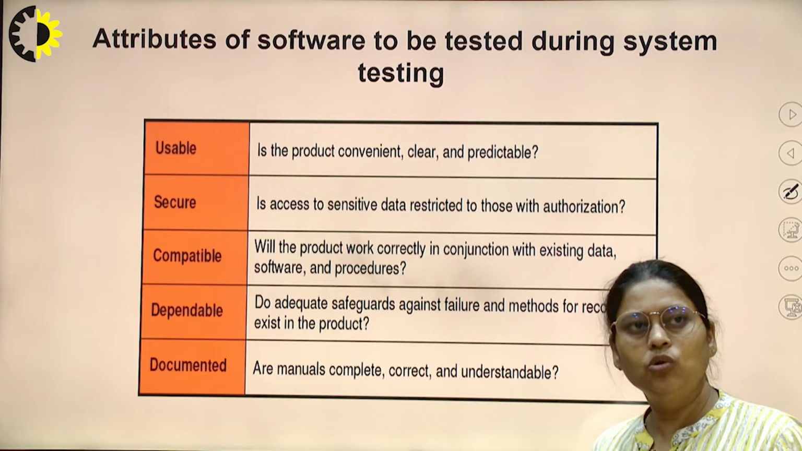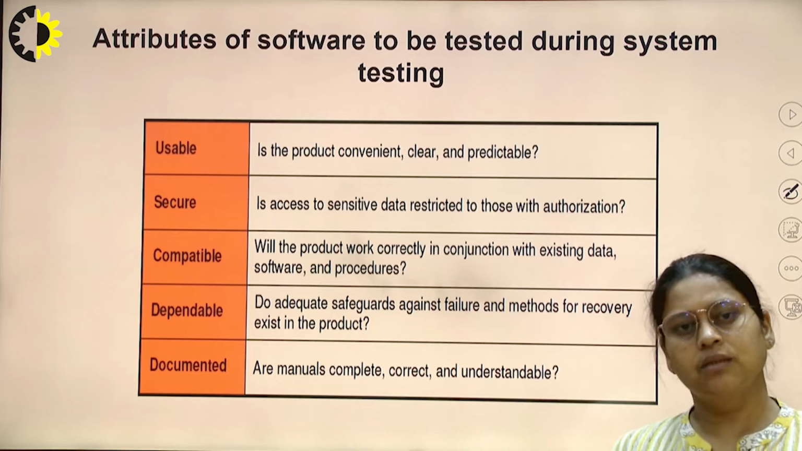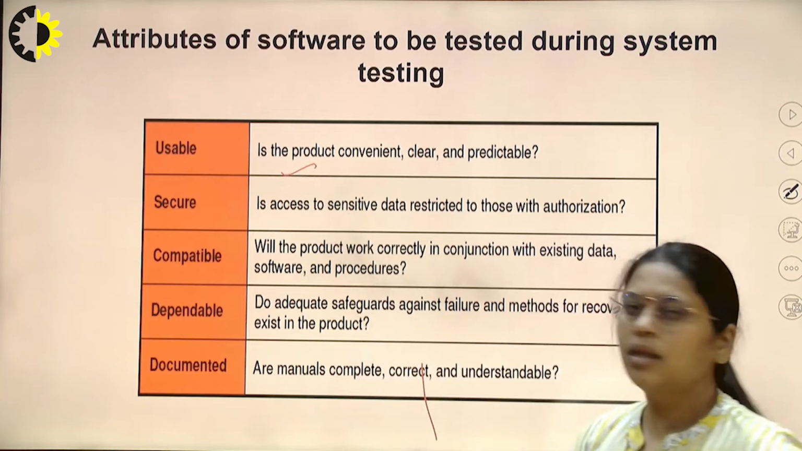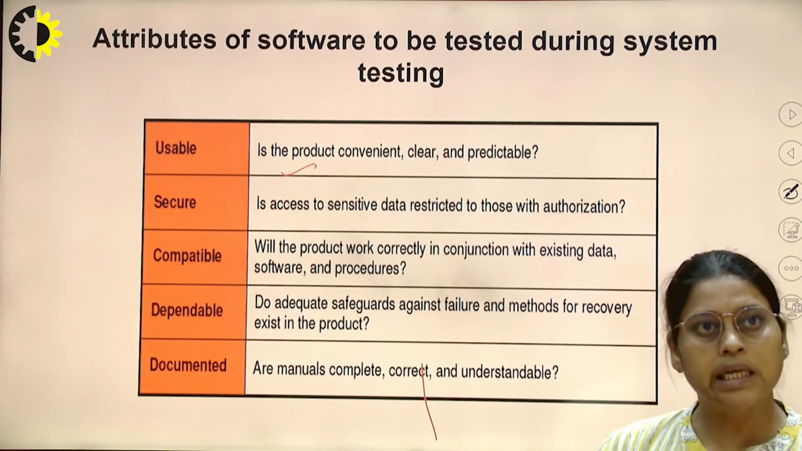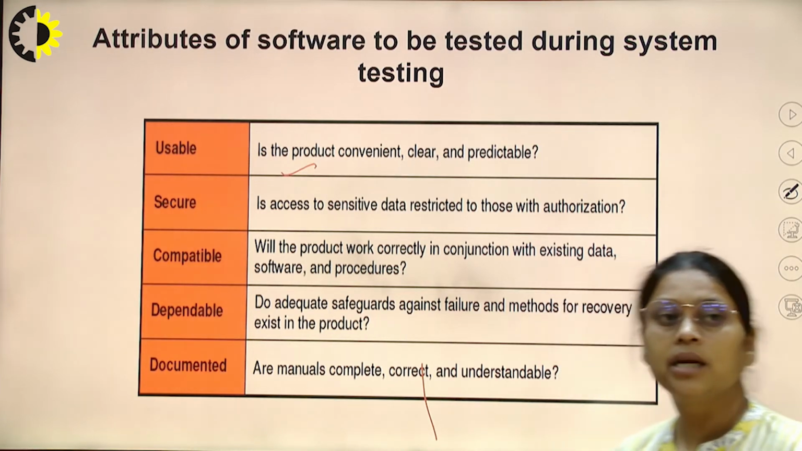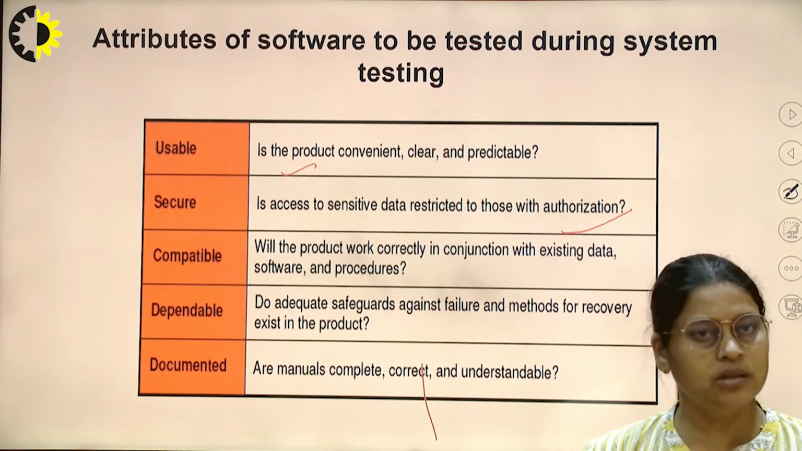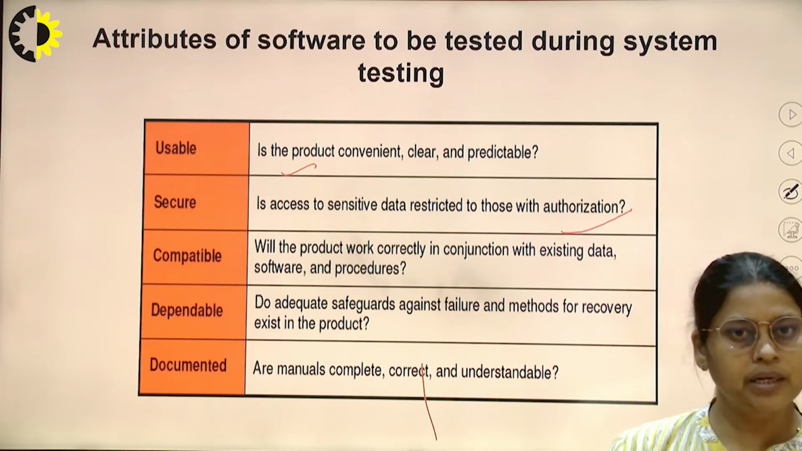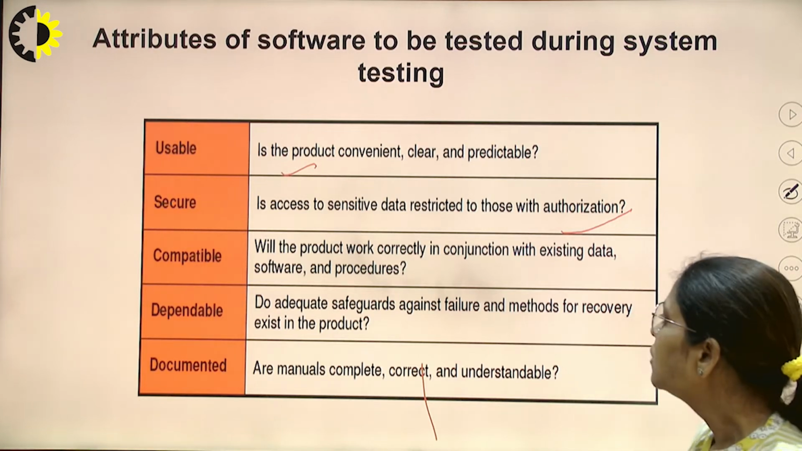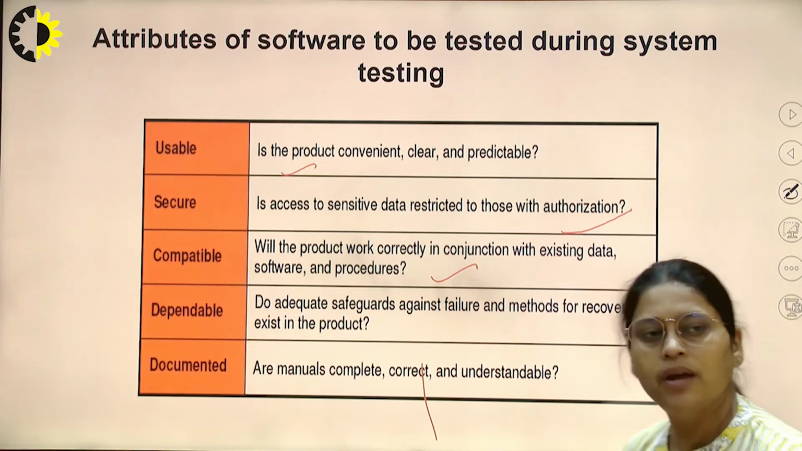Now these are some attributes of software that are tested during system testing. What do we test during system testing? We test that the product is usable, convenient, clear and predictable. We check that it is secure, meaning that sensitive data is accessible only through authorization. We also check the compatibility of the software with the corresponding hardware. Will it work correctly in conjunction with existing data, software and procedures?